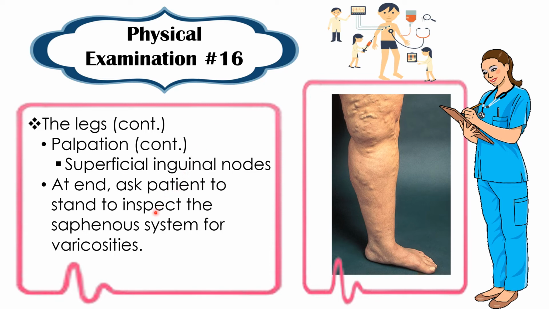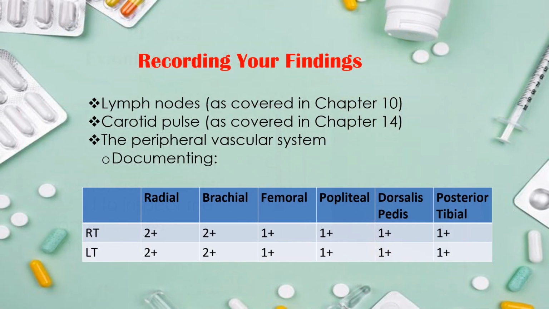At the end, you can ask the patient to stand to inspect the saphenous system for varicosities. Varicose veins are dilated and tortuous. Their walls may feel somewhat thickened. Many varicose veins can be seen in the leg in the picture here.